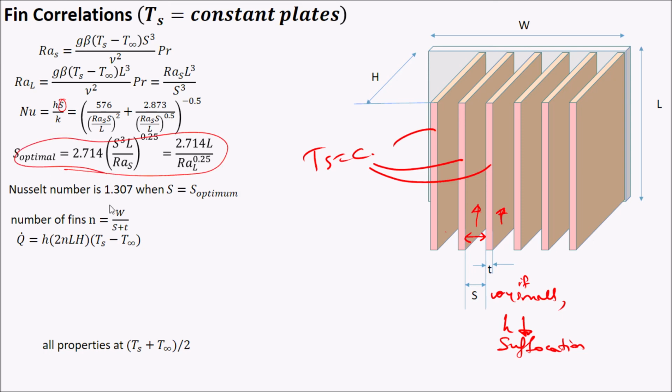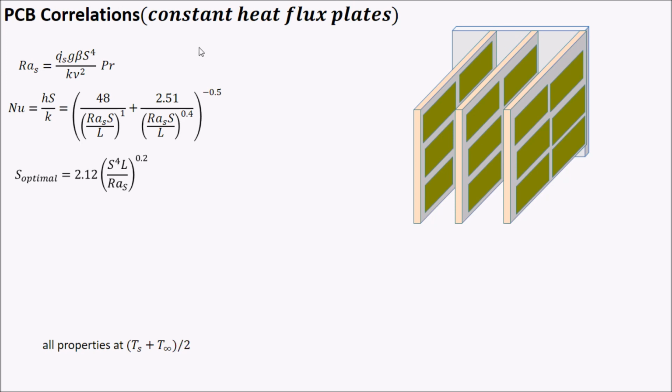And then the Nusselt number is 1.3 when S is optimum. These are the correlations, experimental values, and we can find the heat transfer by this relation, where N is the number of the fins. We divide W by S plus t, this distance, and you will get how many fins you have. Again, all properties are at (Ts plus T infinity) by 2. And you have the PCB correlations. In this case, the heat flux is constant. You have the constant heat flux, the Rayleigh number, the Nusselt number, and again the optimal distance between these two plates. All properties at (Ts plus T infinity) by 2.